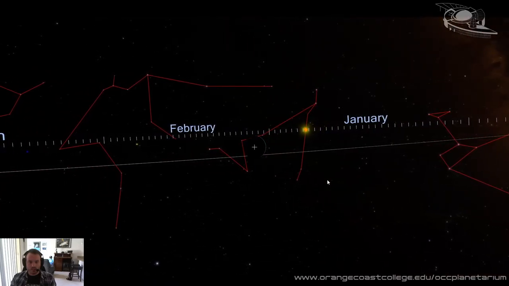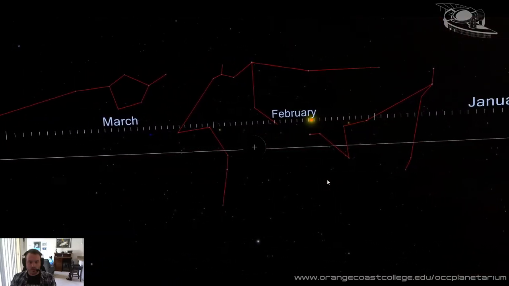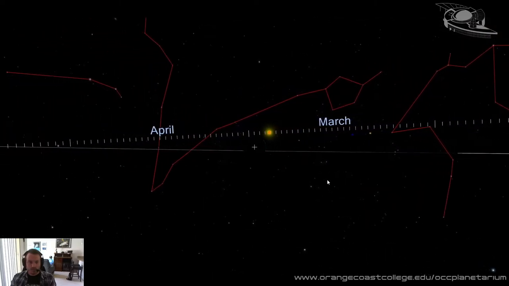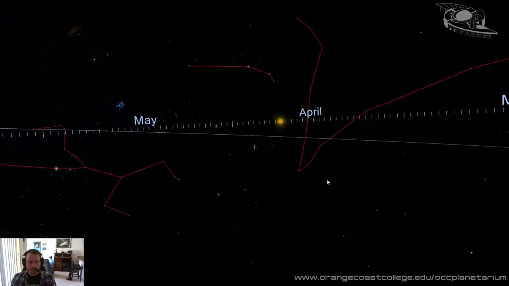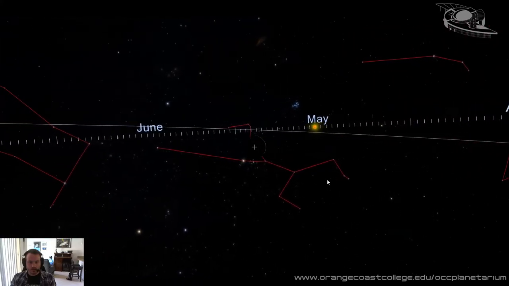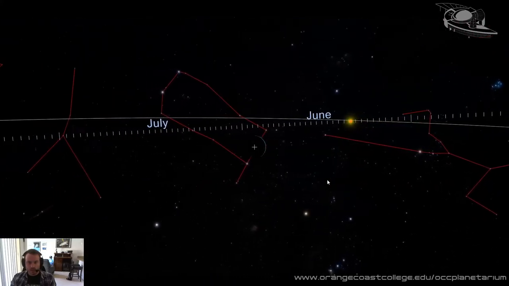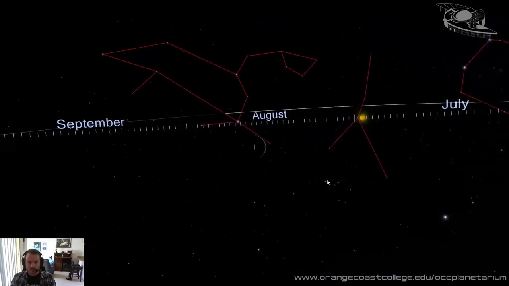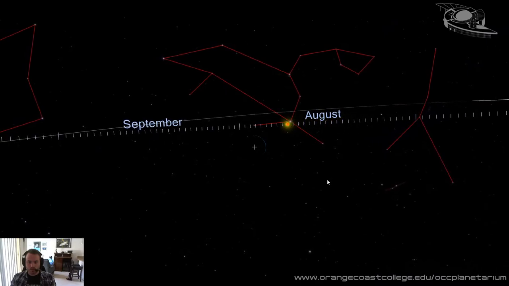Then we have Capricornus and Aquarius, followed by Pisces. And Aries and Taurus, Gemini that we've also seen before, and Cancer, and then we're right back to where we were in Leo.